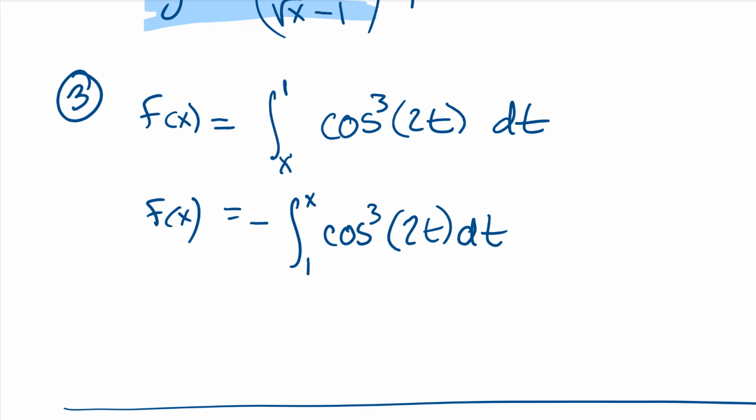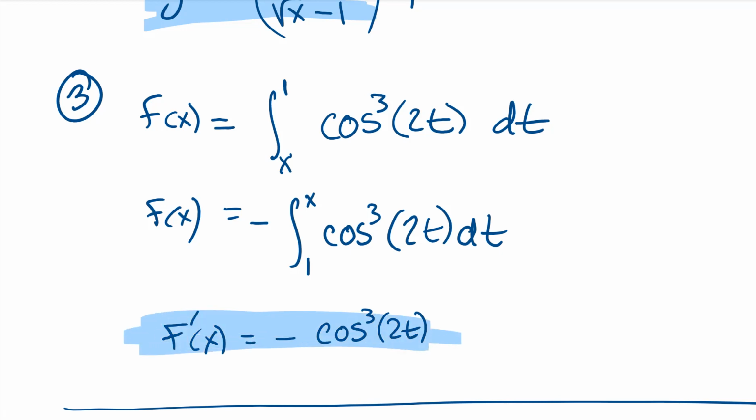This isn't f prime. Now f prime of x is, we look at our integrand, and anywhere I see a t, I'm going to replace it with an x. But don't forget your negative on the outside. So this is negative cosine cubed of 2x. And do not bring the dt along. That's for when you're integrating. You already took care of that. And there is your solution.